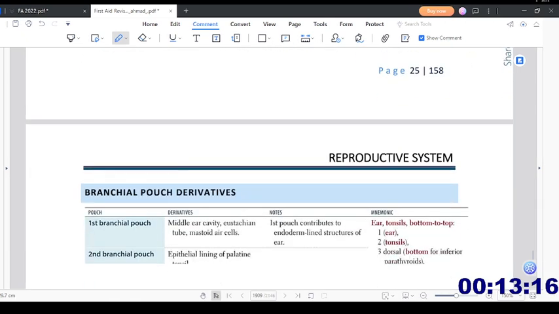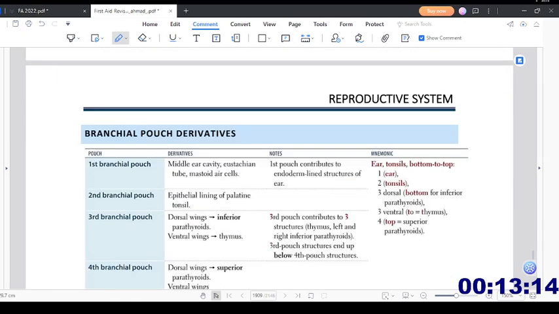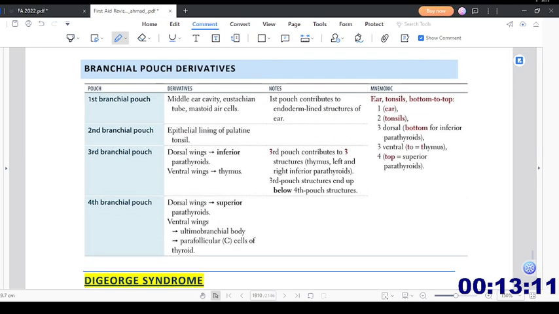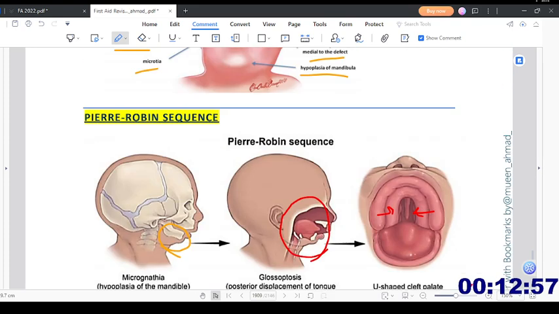Then moving forward, we have the branchial pouch derivatives. So we talked about the aortic arch derivatives. Then we went to the branchial cleft derivatives. The only branchial cleft that had some derivative was the first one, which was giving rise to the external auditory canal or meatus.